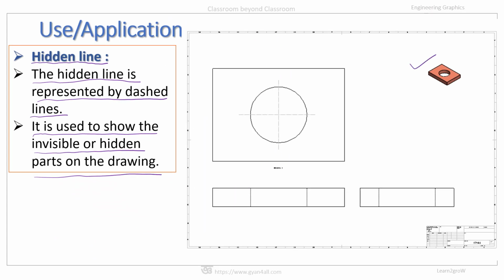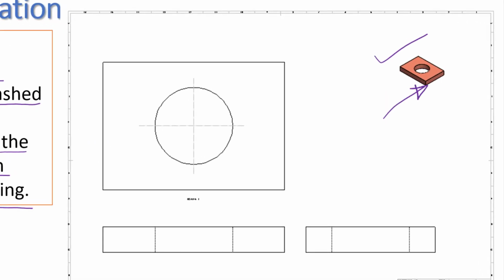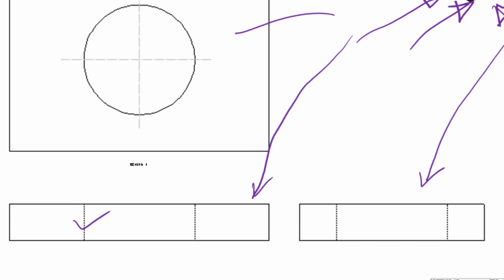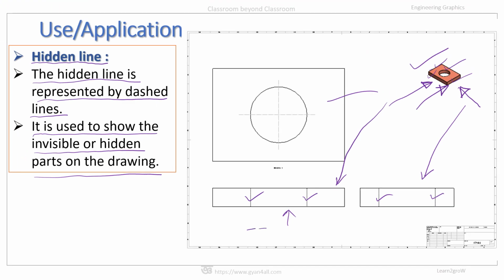We take the same example once again. For this object, these lines are visible lines or outlines. But if we look at the object from the front side or from the side of the object, that means for front view and for the side view, we cannot see this circular part from these two views. But there is a circle that can be represented by these two lines in front view and by these two lines in the side view. And these lines are dashed lines.